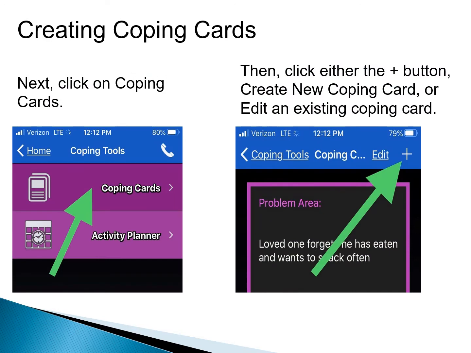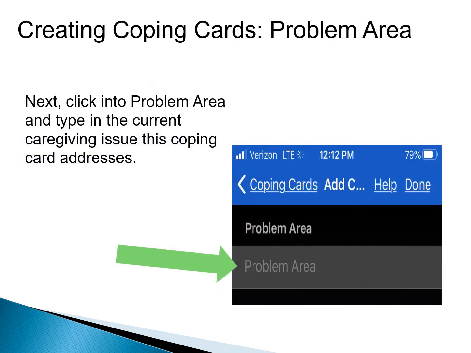Then, click either the plus button, Create New Coping Card, or Edit an Existing Coping Card. For your first coping card, you will click Create New Coping Card. For additional coping cards, you will click the plus button to add a new coping card, or Edit to edit an existing card. Next, click into Problem Area and type in the current caregiving problem this coping card addresses.